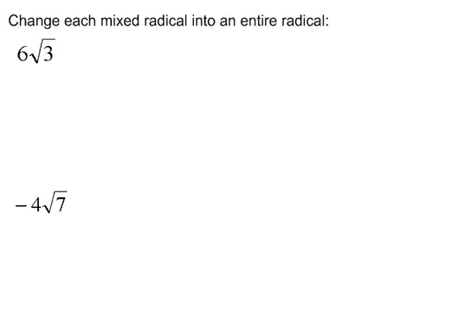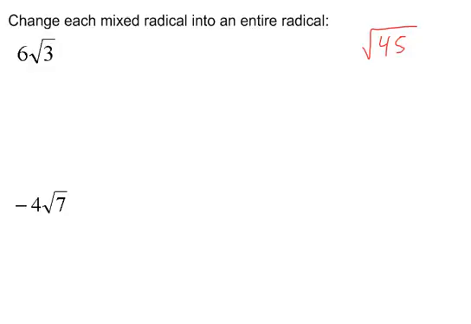So here, if we want to try to change a mixed radical into an entire radical, we first have to understand what those mean. Mixed radical just means that you've got a coefficient out in front. Entire radical means everything's inside your root. So something like the square root of 45 would be an entire radical.